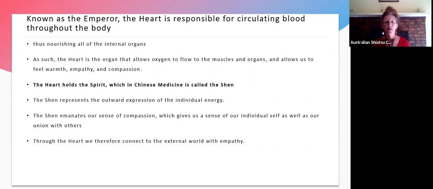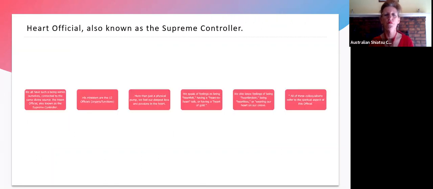And it emanates our capacity of compassion, gives us that sense of self, union with others, and therefore it helps us to feel empathy. The supreme controller or heart official, and as such, it allows us to connect to that divine source. As I mentioned, the ministers are the 12 organs.